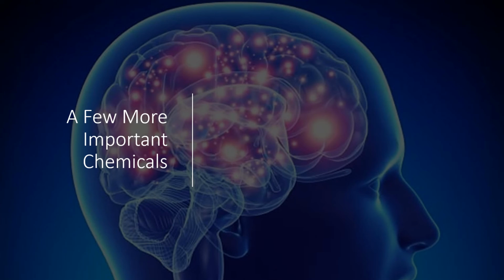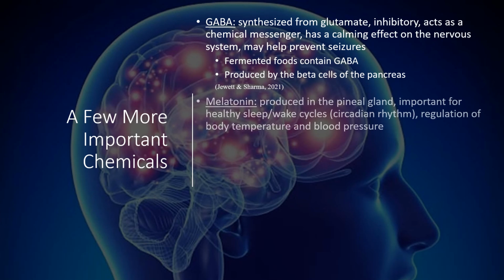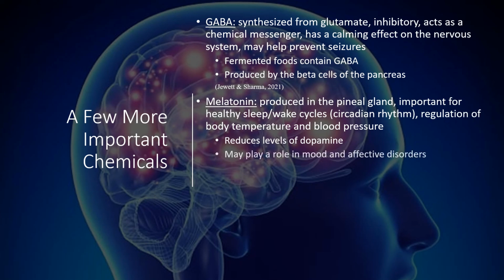So finishing up with a few more important chemicals, GABA, which is synthesized from glutamate, is inhibitory. It acts as a chemical messenger. It's found in fermented foods, things like kombucha, kimchi, and sauerkraut, and it is produced by the beta cells of the pancreas. Melatonin is produced in the pineal gland, a very small gland towards the back of our brain. It's important for healthy sleep-wake cycles, like it's involved in the circadian rhythm, regulation of body temperature and blood pressure. It reduces levels of dopamine, and it may also be important in mood and affect disorders.